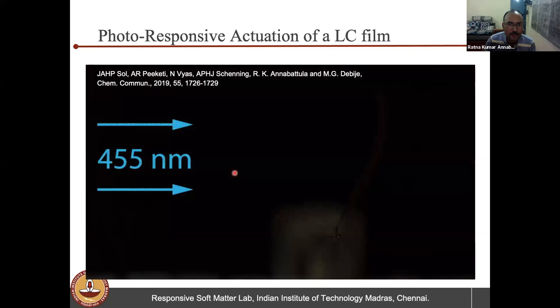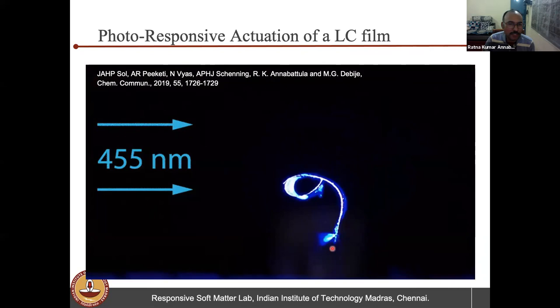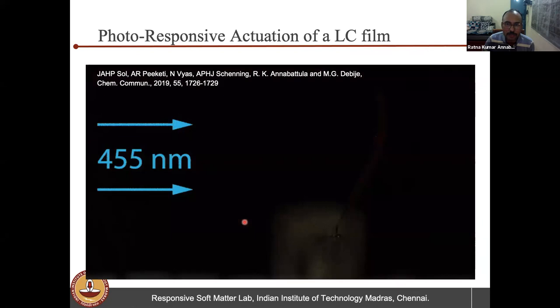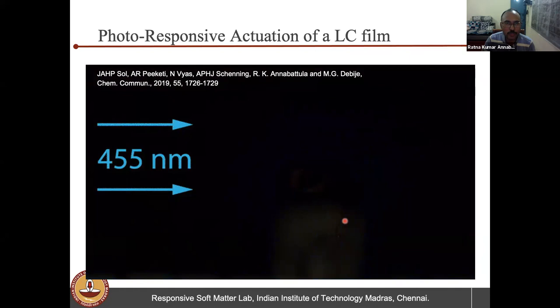I'll start with one video which shows the mechanical deformation of a liquid crystal film, which is a cantilever. When it is exposed to UV light, it bends, and when the light is off, it unbends. It is more or less reversible, so it can go through several cycles. You can repeat this process, so that by exposing the structure to light, one can obtain mechanical deformations, and we'll see whether we can control these deformations in the way that we want. That is the motivation for this talk.